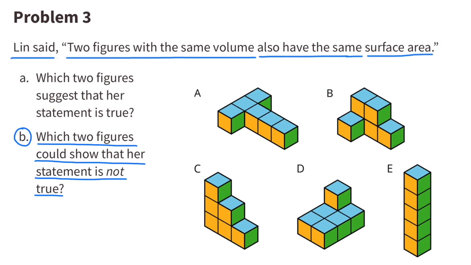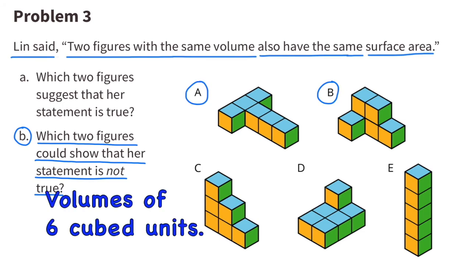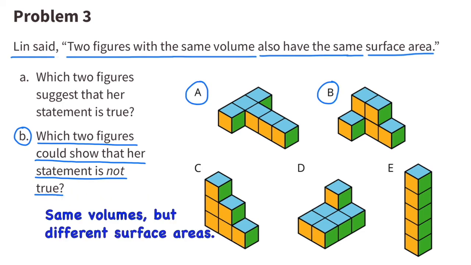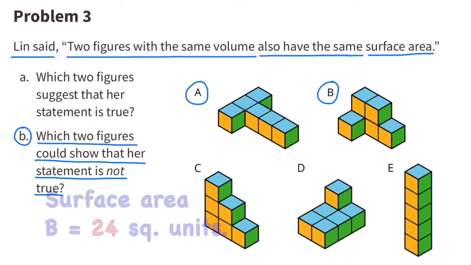B. Which two figures could show that her statement is not true? Figures A and B show that her statement is not true. They have the same volumes, but different surface areas. The surface area for figure A is 26 square units, and the surface area for figure B is 24 square units.